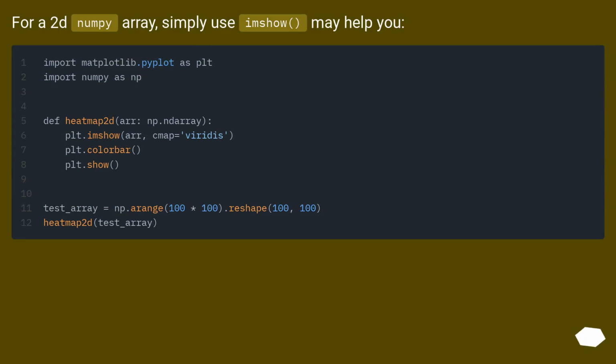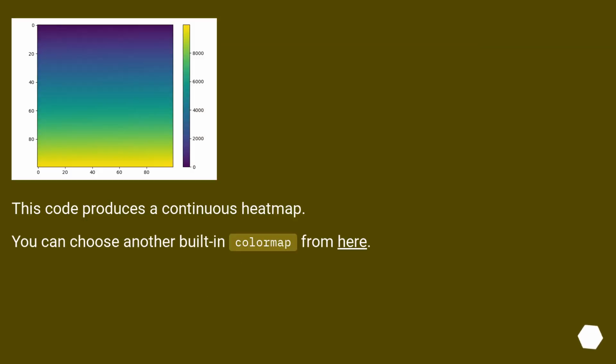For a 2D NumPy array, simply using imshow may help you. This code produces a continuous heat map. You can choose another built-in color map from here.